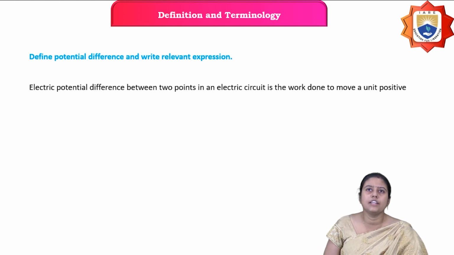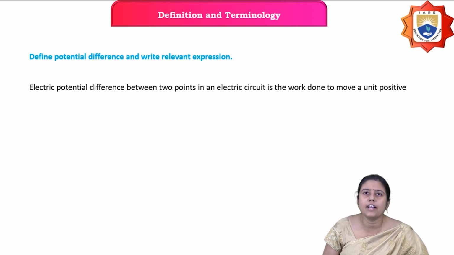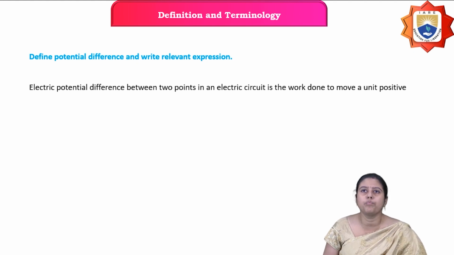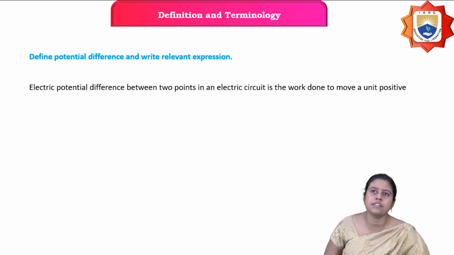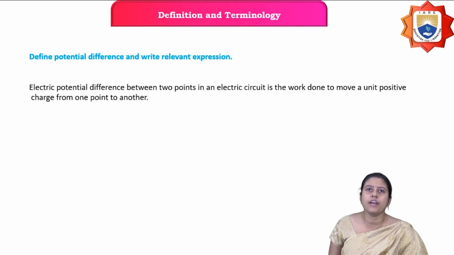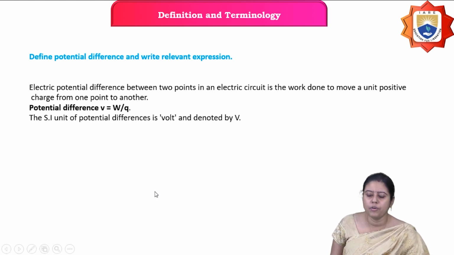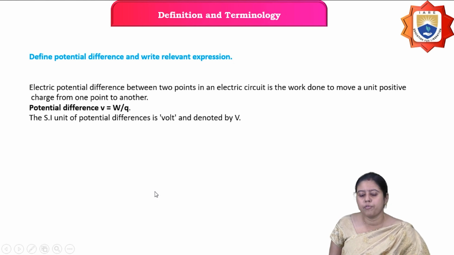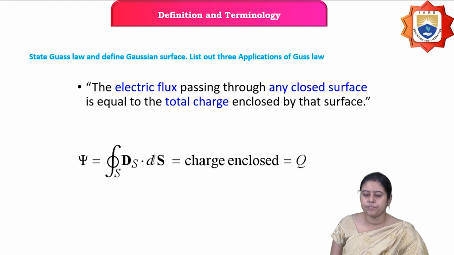Define the potential difference and write its relevant expression. The electrical potential difference between 2 points in an electric circuit is the work done to move a unit positive charge from one point to another point. So, the potential difference V is equal to W by Q. The SI unit of the potential difference is volt and denoted by V.